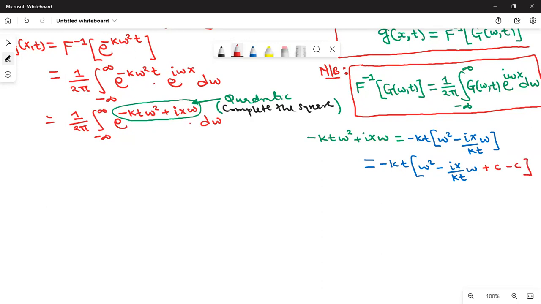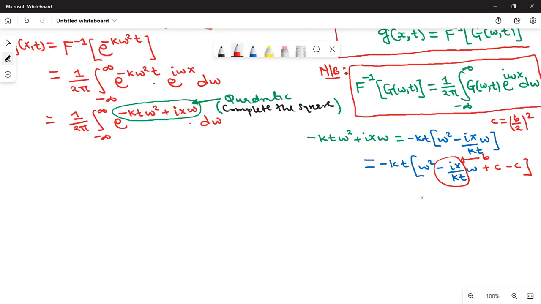And how do we get the number c? It is always equal to b over 2 squared. What is our b? Our b is the coefficient of omega. The one I'm circling is our b. The whole of that gives us b. So it is now b over 2 squared.